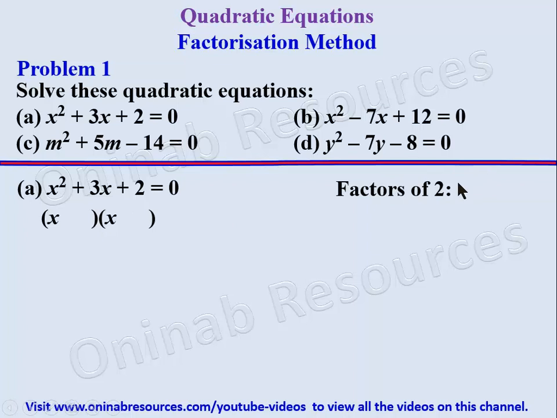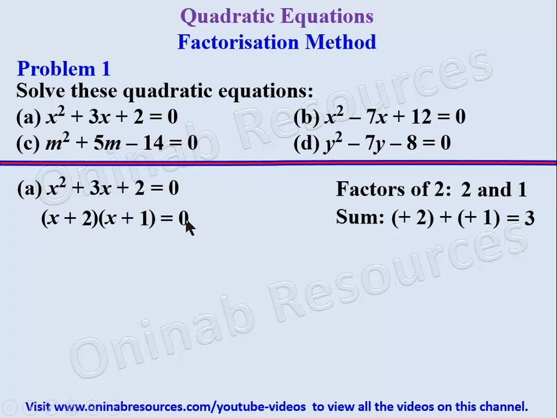And here, if you consider 2 and 1, the sum is positive 2 plus positive 1, which is equal to 3, and that is exactly the 3 we are looking for, that is here. Therefore, the two factors are positive 2 and positive 1. So we bring in this positive 2 inside the first bracket and the positive 1 inside the second bracket. So we have succeeded in factorizing this quadratic expression.